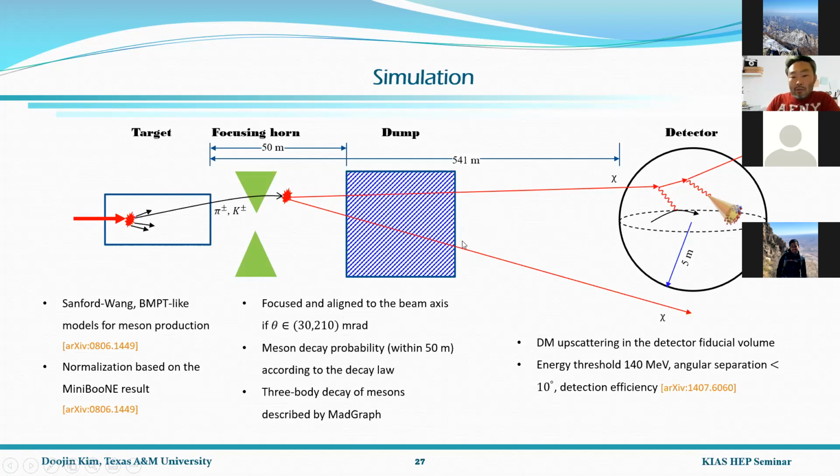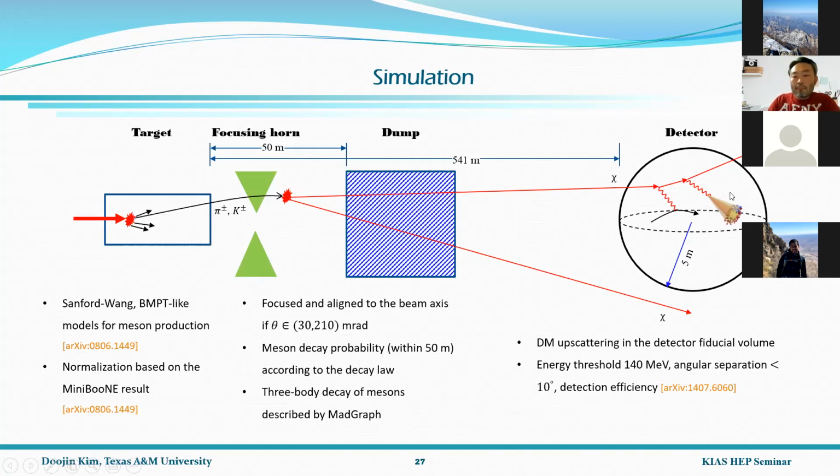We next check whether they decay before reaching the dump area according to the decay law. Once they decay, we use MATLAB simulation and sample events out of the MATLAB output to describe their free-body decay process on an event-by-event basis. And then the produced vector mediator decays to a dark matter pair, and we check whether a dark matter particle enters the detector fiducial volume.